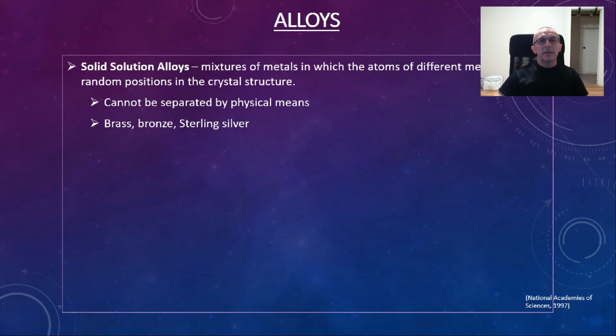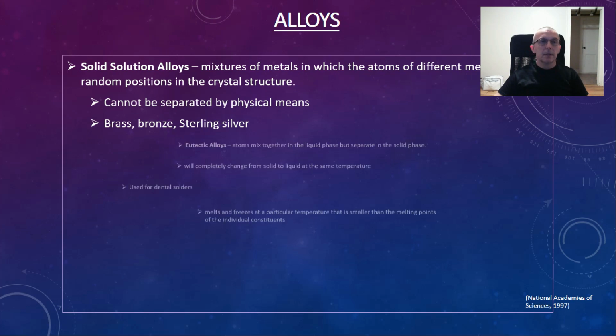They cannot be separated by physical means. In other words, you need a chemical process in order to separate the alloys from each other. These are brass, bronze, and sterling silver. These alloys are mixed together and they stay mixed together permanently. It's very difficult to separate them.